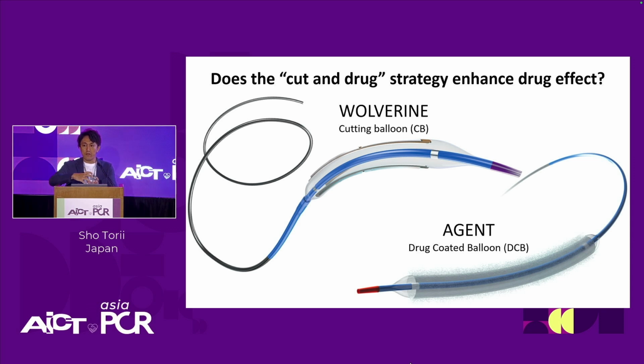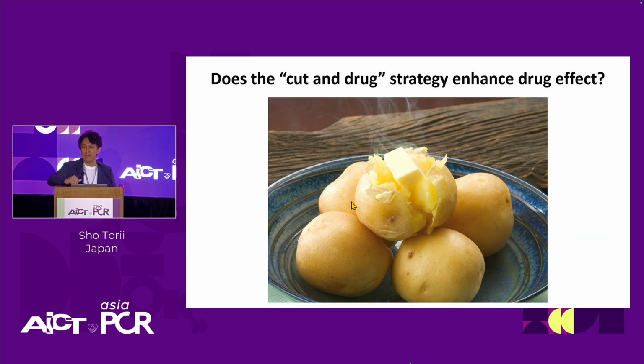So whether this drug effect can be maximized after urbarin usage or not is one big question. In Japan we have a very famous Japanese food, the jagabata. It's butter with potato. If we cut the surface of the potato, we are sure that this jagabata will be good, right? So cut the surface, maybe put a drug, can be good, but it's just theoretical.